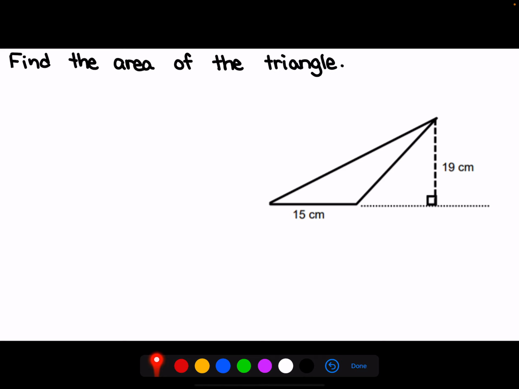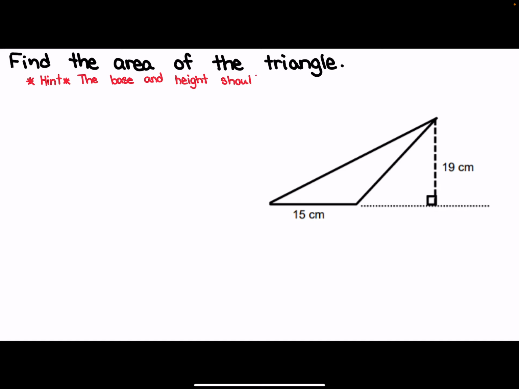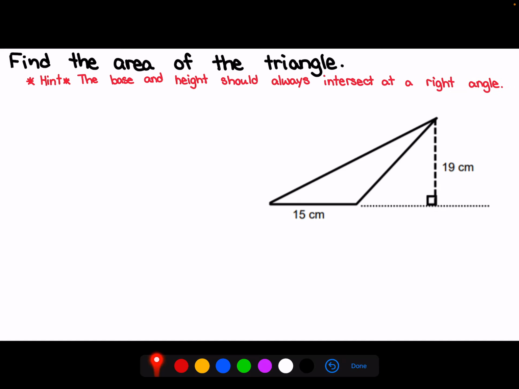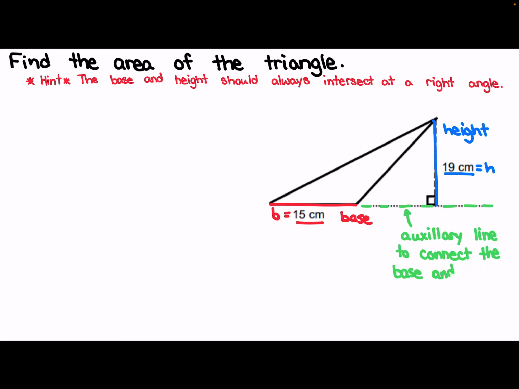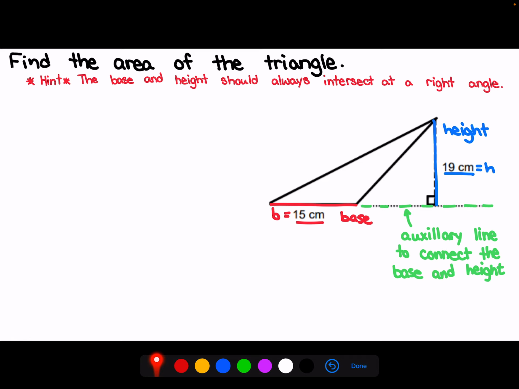All right, next up, find the area of this obtuse triangle. So again, we first must identify our base and our height. In this case, our base is 15 and our height is 19. And I know this because the base and the height should always intersect at a right angle. We see our right angle right here. So that means that our base is 15, just the part of the triangle, and they just extended it with an auxiliary line, and the height is 19 centimeters. And again, we'll always draw that auxiliary line in order to find out the height within obtuse triangles.